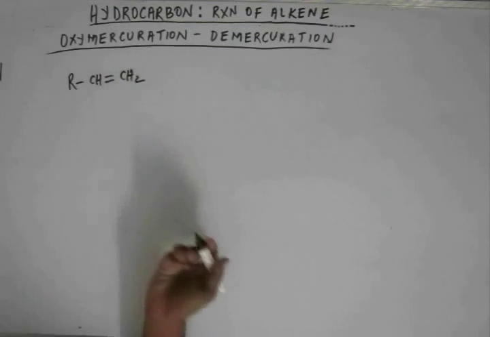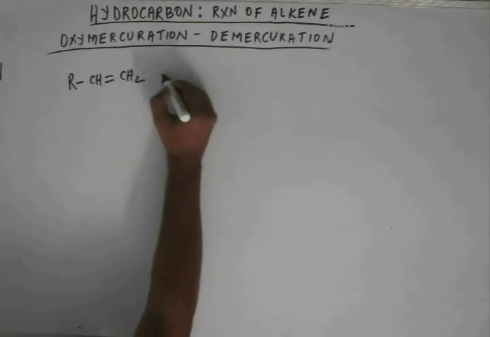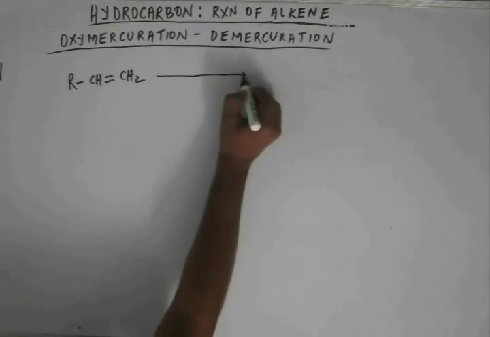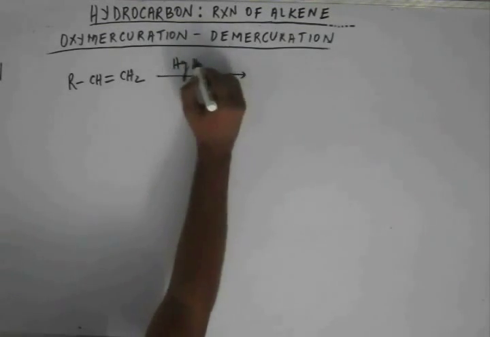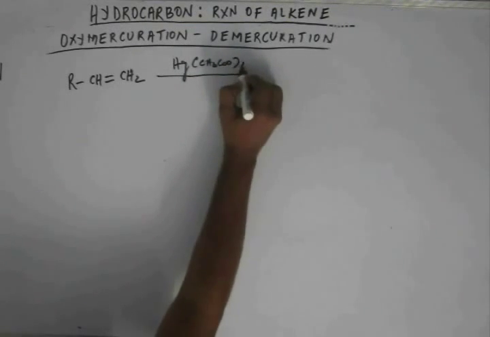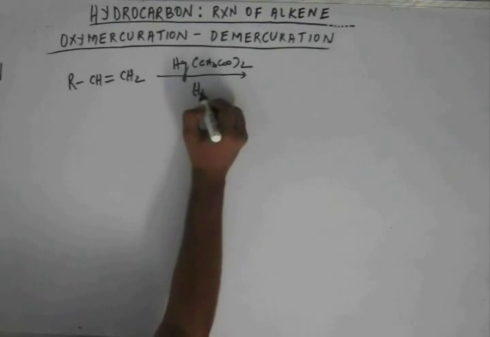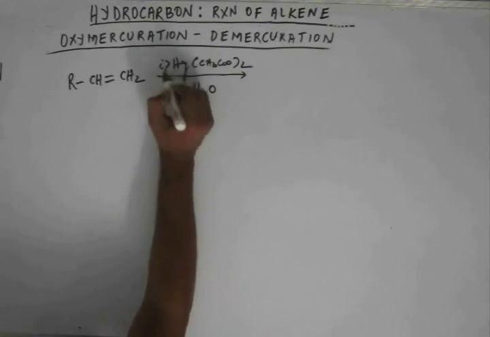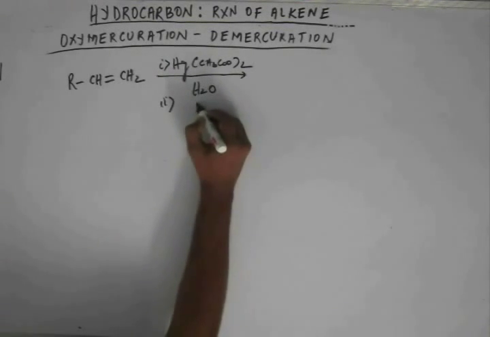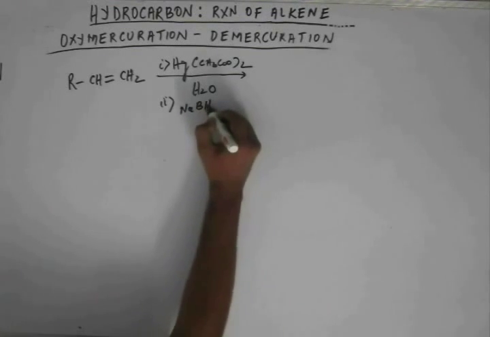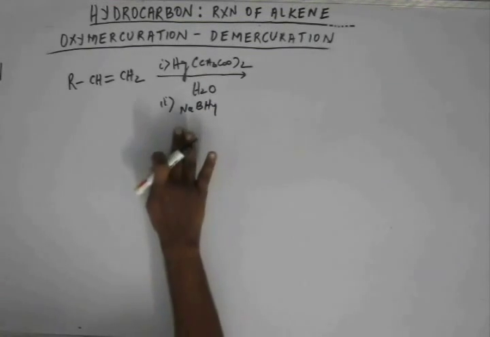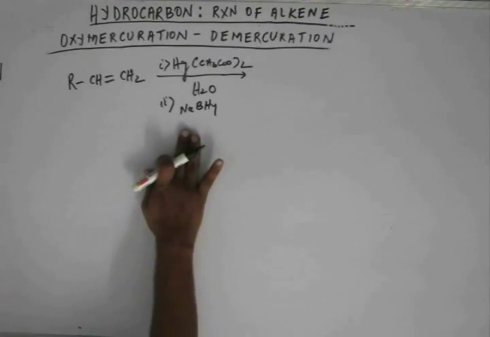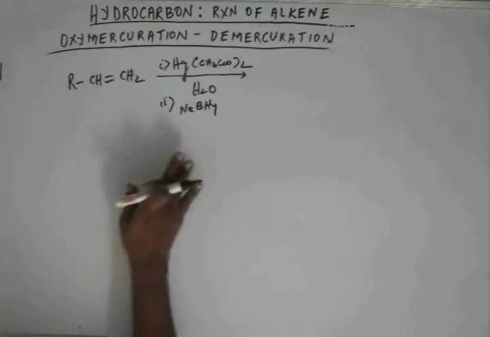Suppose this is an alkene and this R group is any alkyl group. In oxymercuration-demercuration, we take mercuric acetate, and we take water. And in the second step of the reaction, we take sodium borohydride. Now this gives us Markovnikov product. Addition is Markovnikov addition without rearrangement.